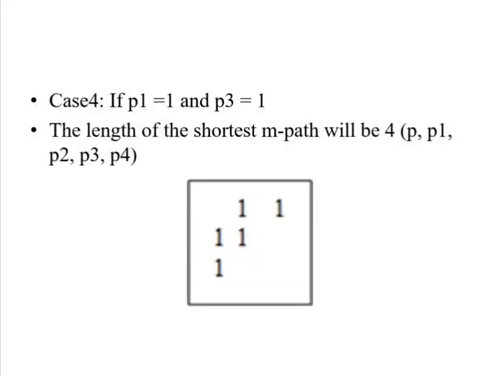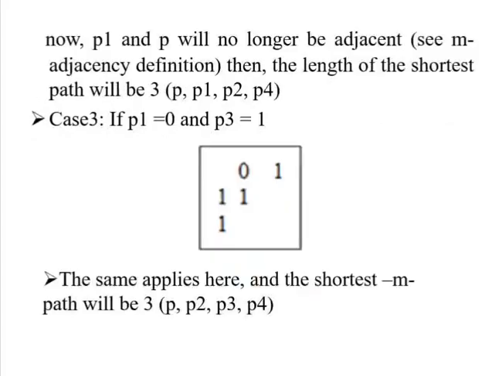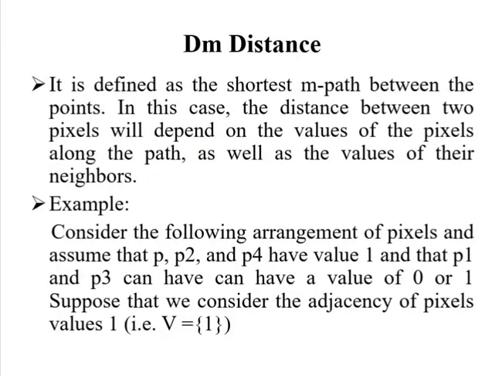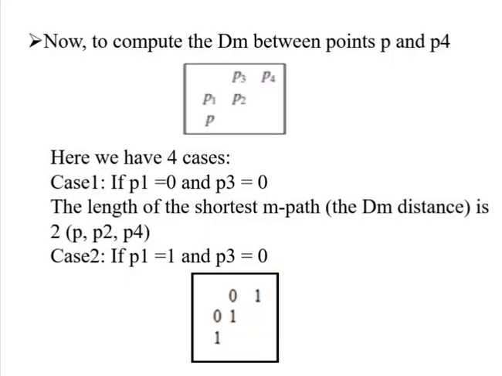It's all about the DM distance. Then the next one is the relationship between the pixels. Here we perform some arithmetic and logical operations: addition, subtraction, multiplication and division. These are all the arithmetic operations, while the logical operations are and, or and complement.